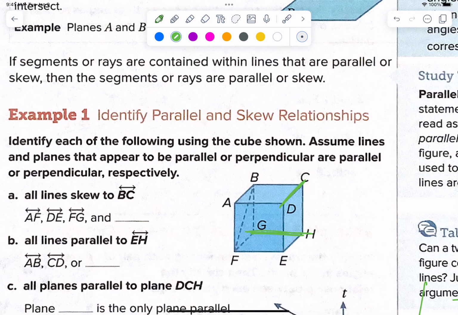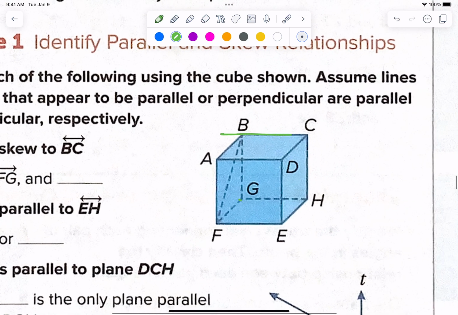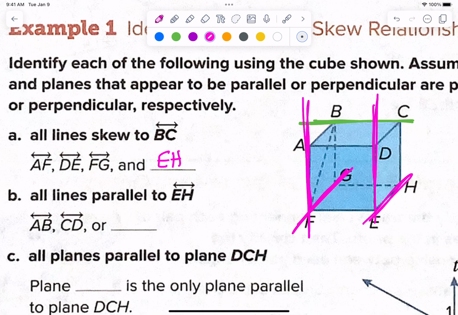Okay, so let's answer the questions. They're talking about skew lines. All right. They want to know all the lines that are skew to BC, which is this back guy right here. I want to know the skew ones. They have said AF, which is this one right here. They have said DE, which is this one right here. They have said FG, which is this guy. And they have said something else. EH, right? What about AD? AD is not skew because AD will be parallel to BC. You see that? Good question.